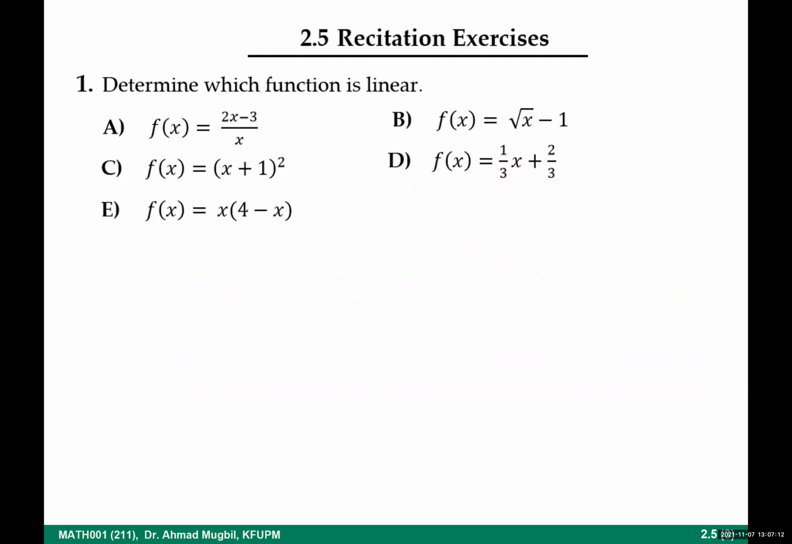Now, determine which function is linear. The first one, A, is not linear. Why? It is a rational function, in fact, not a linear one. You have a polynomial over a polynomial, a linear function over a linear function. So this is a rational function. x here is in the denominator.